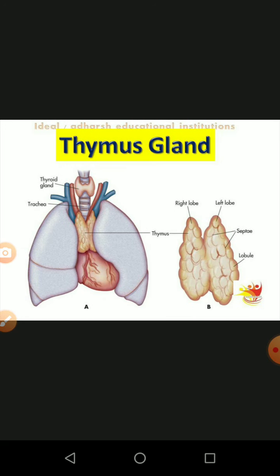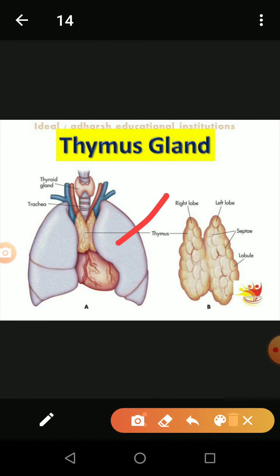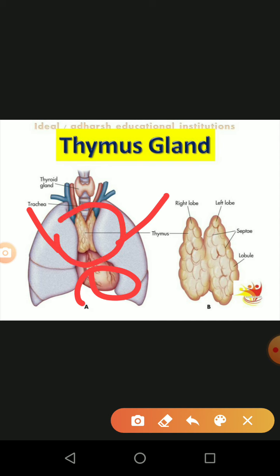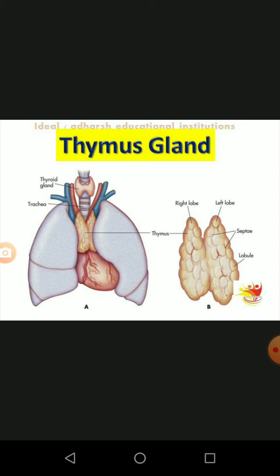And the next and last gland of the endocrine system is the thymus gland. The thymus gland is located in the thoracic region, in between the two lungs and above the heart. This is one side, this is the other side, this is the heart, and the round region above it is called the thymus, located between the lungs and above the heart. The thymus gland also consists of two lobes, a right lobe and a left lobe.